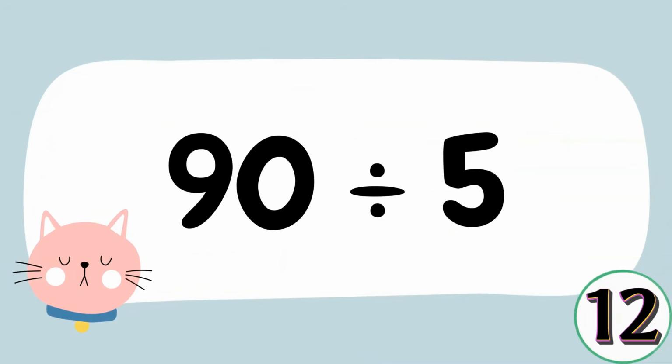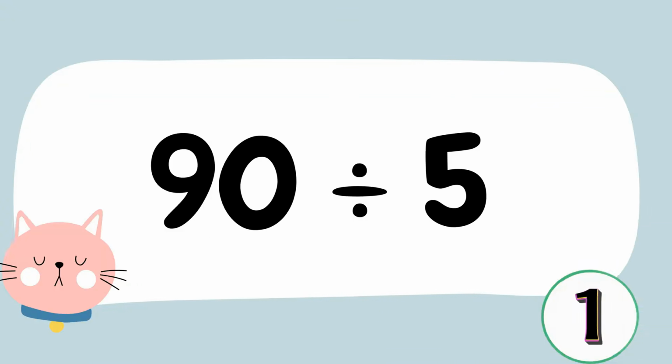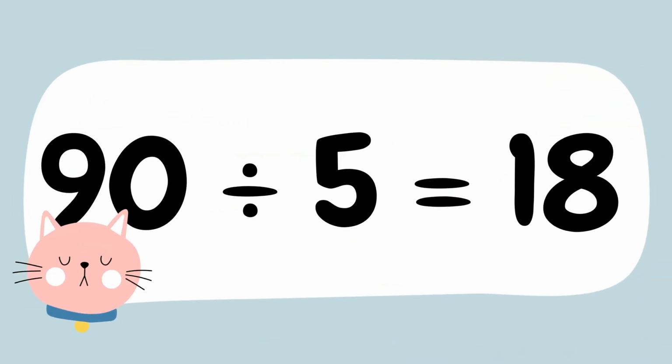What is 90 divided by 5? 90 divided by 5 is 18.